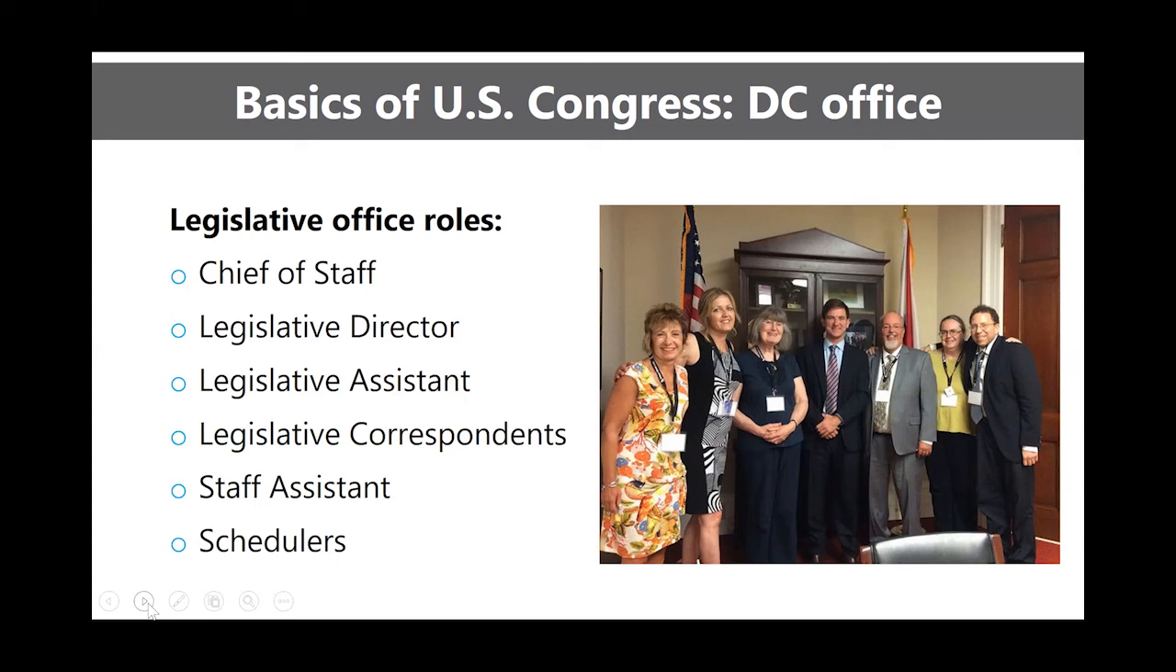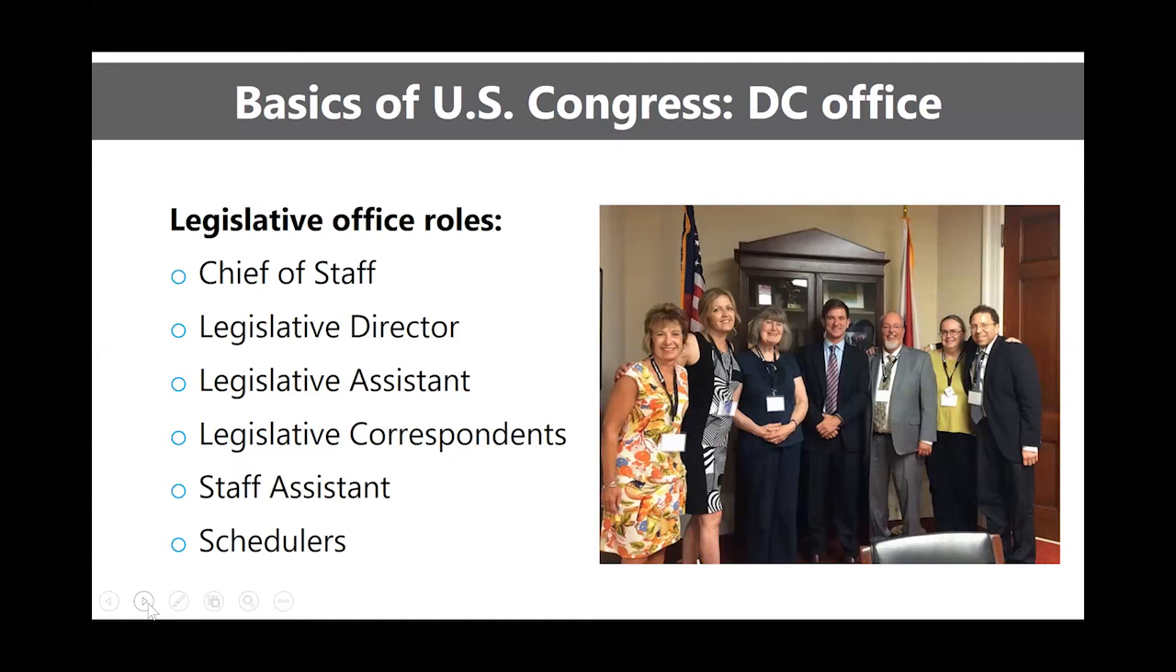The scheduler may also be the office manager or assistant, and is responsible for the legislator's schedule. Now, some lawmakers have two schedulers, one in DC and another in the district. This person is the ultimate gatekeeper and may be the person who determines whether your group meets with a legislator or not. So always be nice to the scheduler, treat that person with the utmost respect, and be persistent, but also be patient with them. The amount of requests that they receive is mind-boggling. We'll talk about that in a few moments.